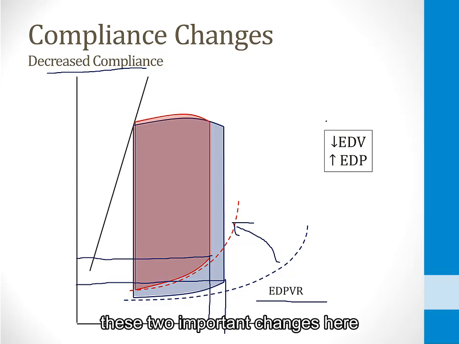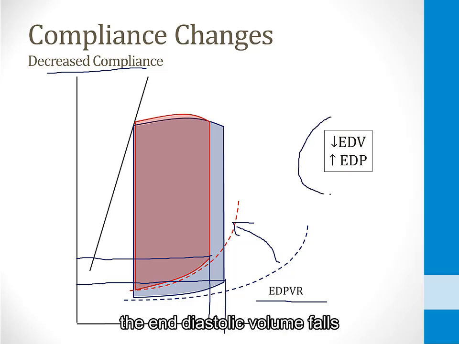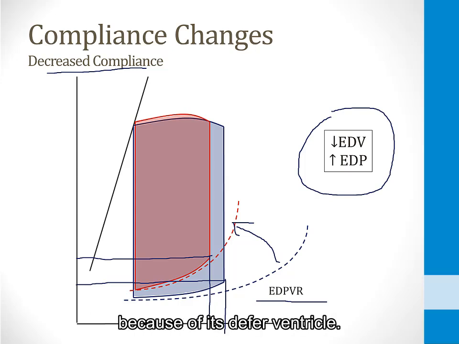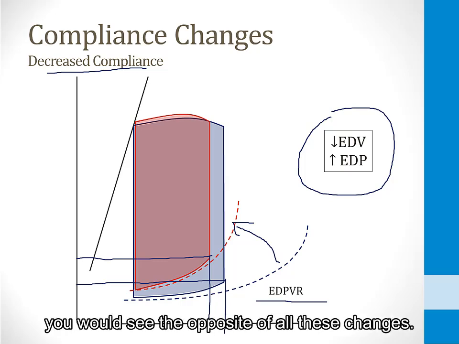So I've highlighted these two important changes here that you should know when compliance decreases. The end diastolic volume falls because of impaired ventricular filling, and the end diastolic pressure rises because of a stiffer ventricle. And if compliance were to increase, you would see the opposite of all these changes.